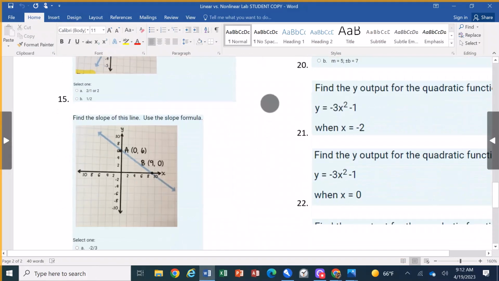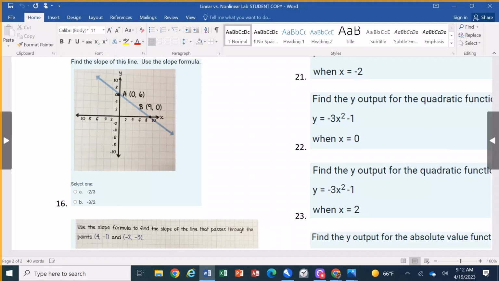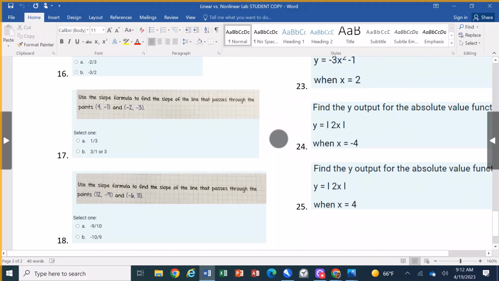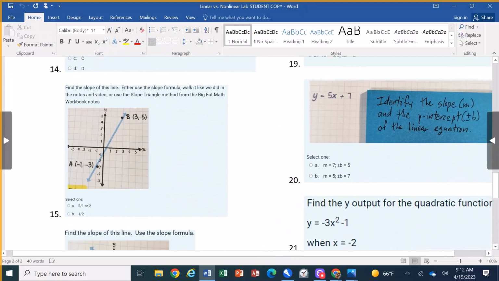Okay? 16, find the slope of that line. Use the slope formula. Again, you can use the formula, or you can walk it, whichever one you want to do. 17, you've got 2 points. Use the slope formula to find the slope of that line. Okay, y2 minus y1 over x2 minus x1. Same thing for 18.